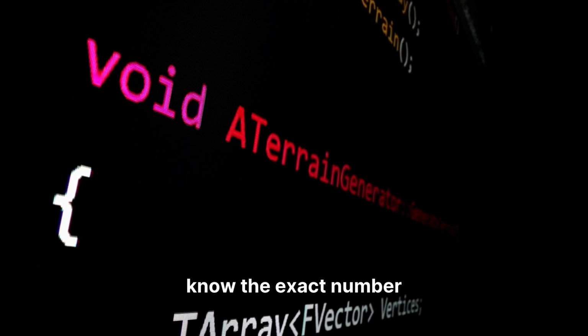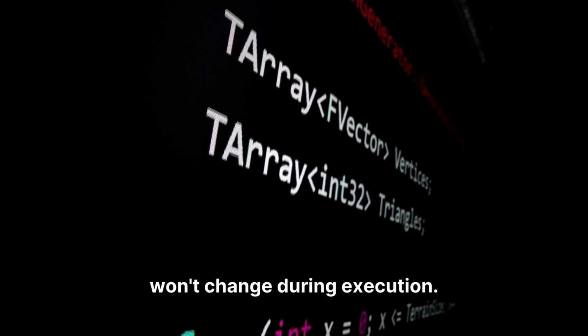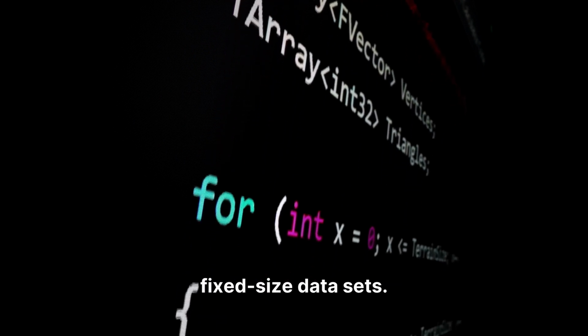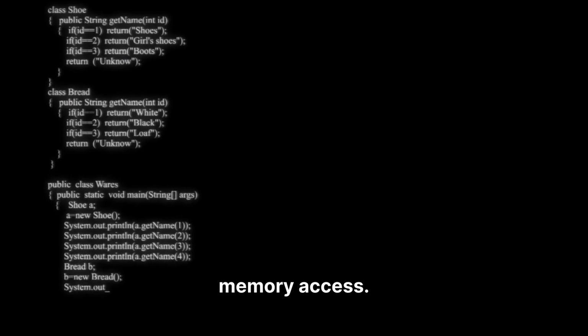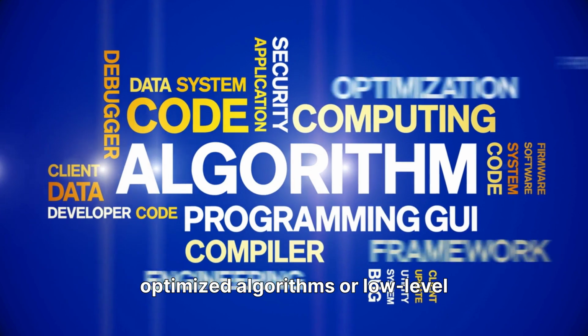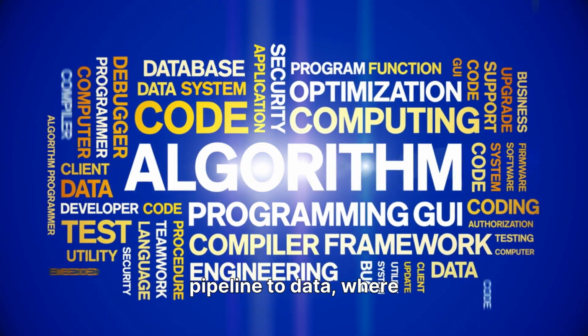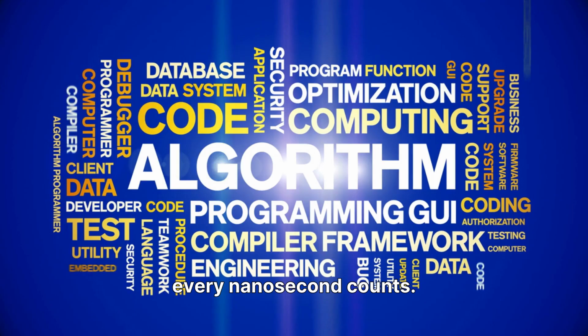Use arrays when you know the exact number of elements at compile time and the size won't change during execution. They are ideal for fixed-size data sets. Arrays are also preferred when performance is absolutely critical, offering slightly better performance due to direct memory access. This direct access can be beneficial in highly optimized algorithms or low-level programming. It provides a direct pipeline to data where every nanosecond counts.